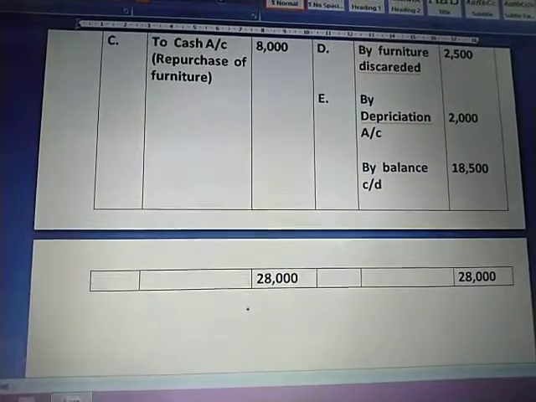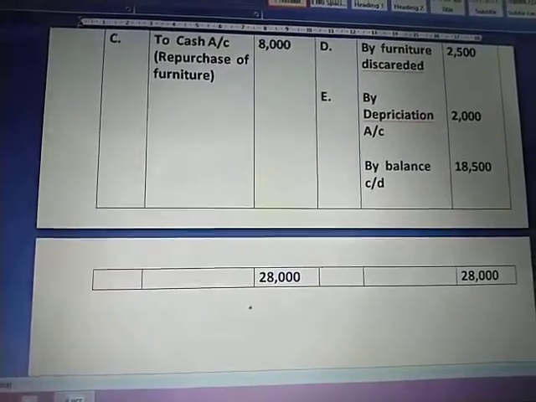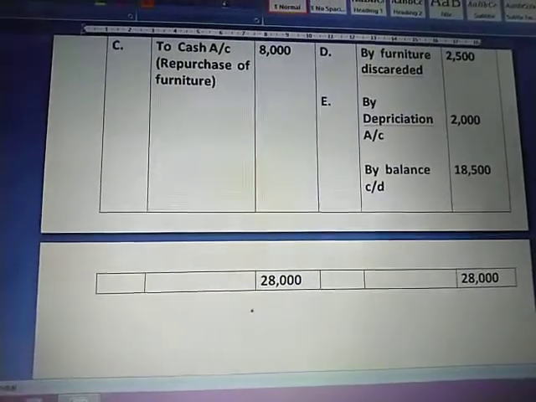Now the rule goes for every asset account. Tomorrow I will be discussing with you the liabilities account, the rule for the liabilities account, and how the transactions will be affecting it.